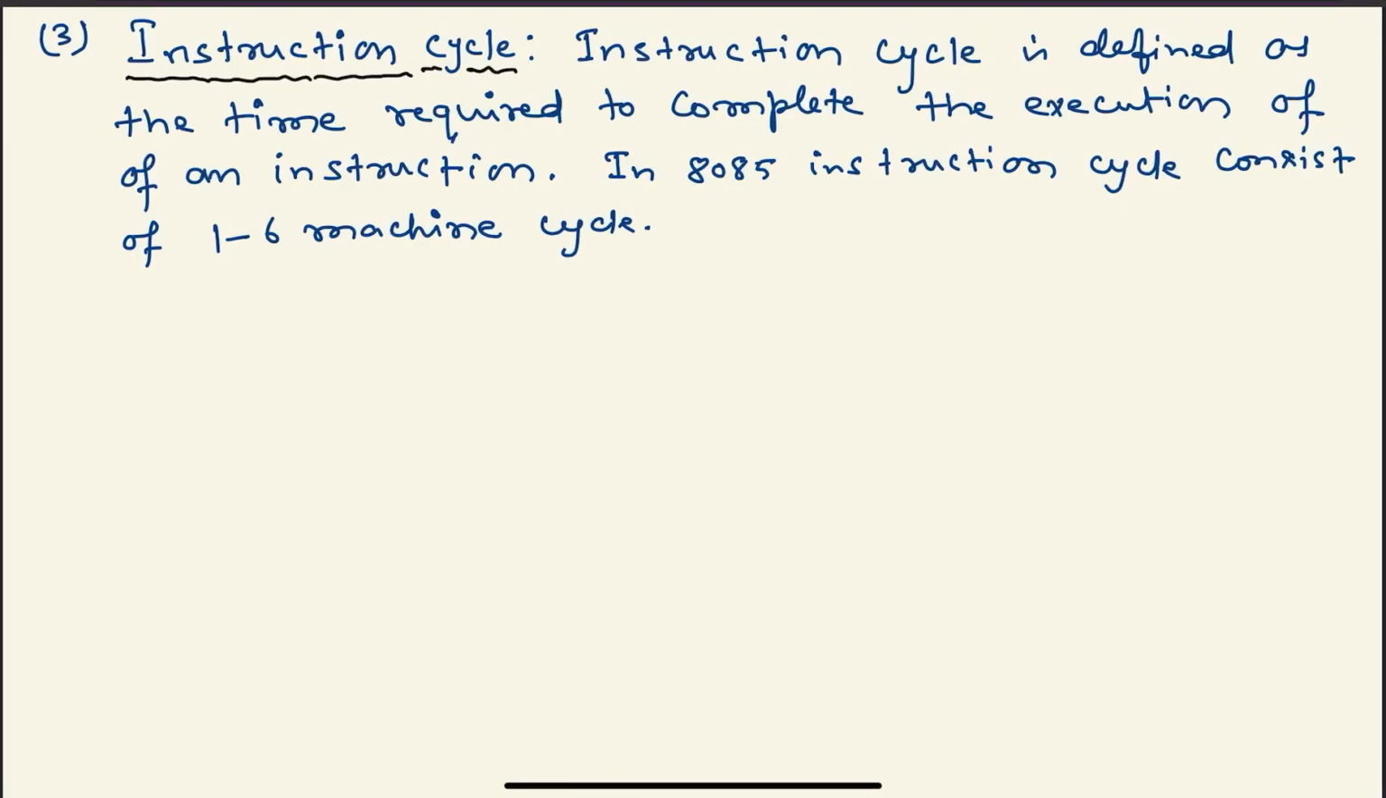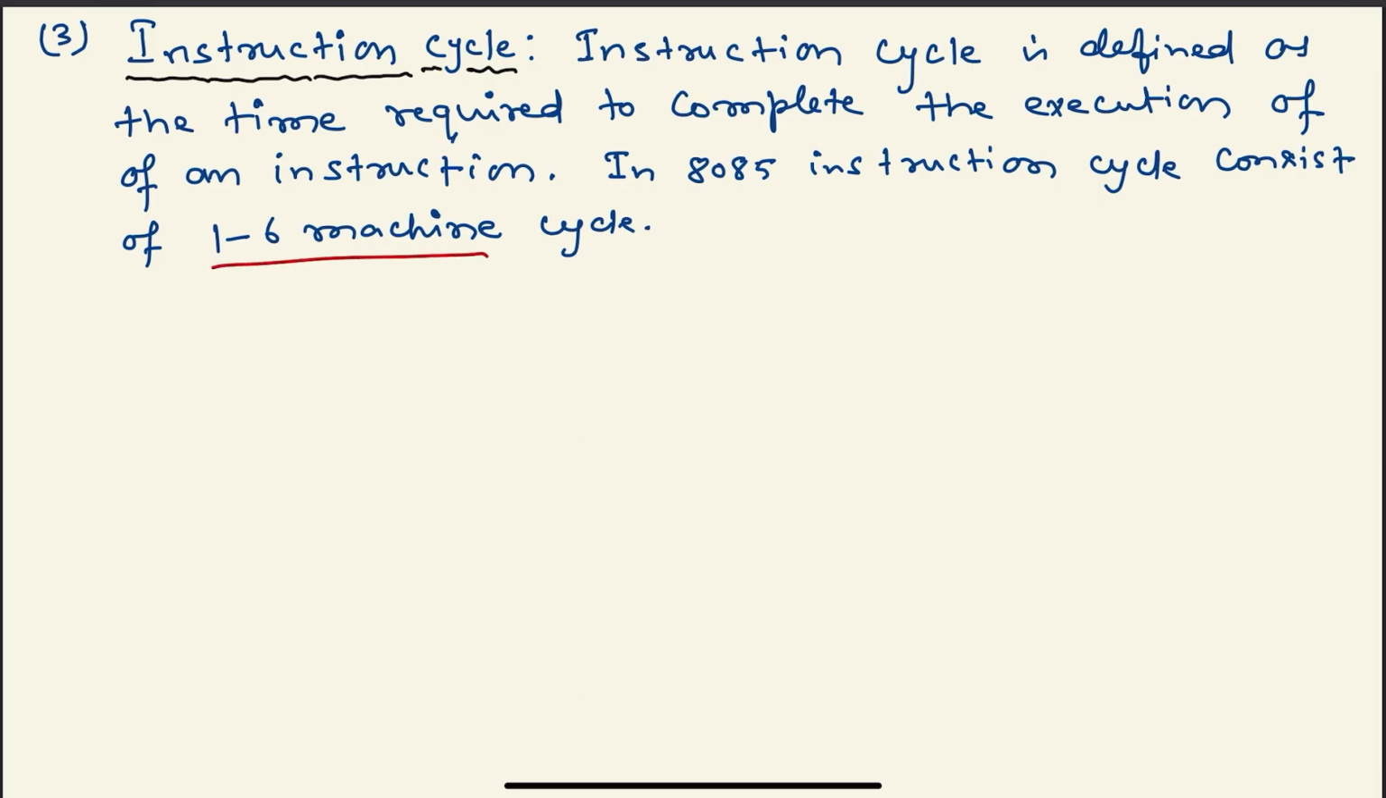So in this video, we'll discuss the instruction cycle. First of all, we'll define the instruction cycle, and after that we'll elaborate more on it with the help of an example. The definition: the instruction cycle is defined as the time required to complete the execution of an instruction. In 8085, the instruction cycle consists of a minimum of 1 to 6 machine cycles.